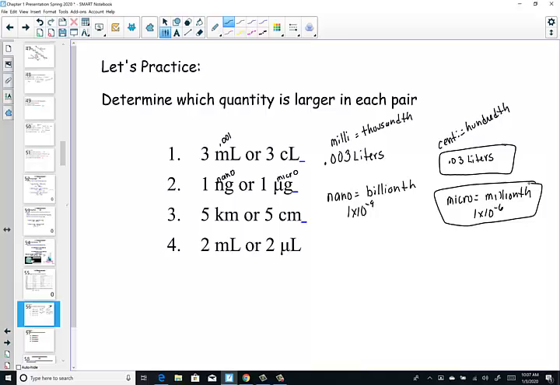And number 3, a kilometer. Kilo means 1,000, so this would be 5,000 meters for a kilometer.